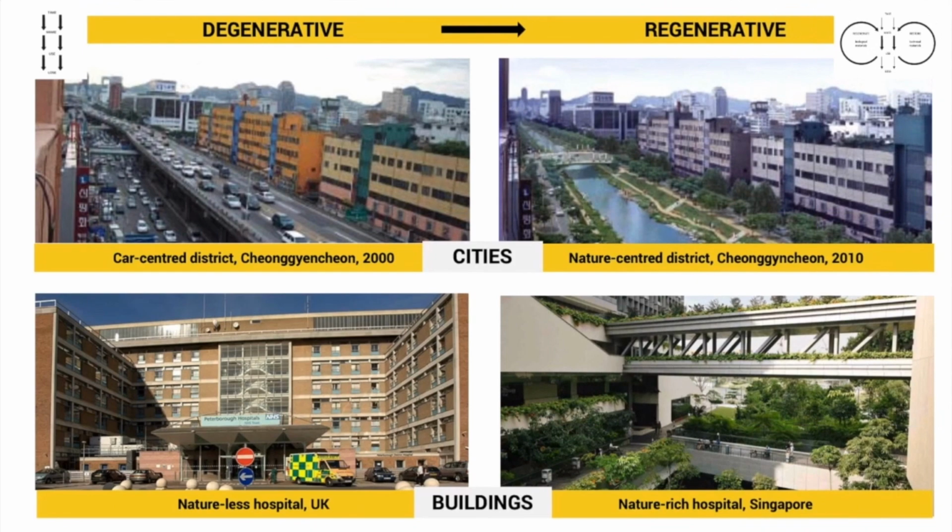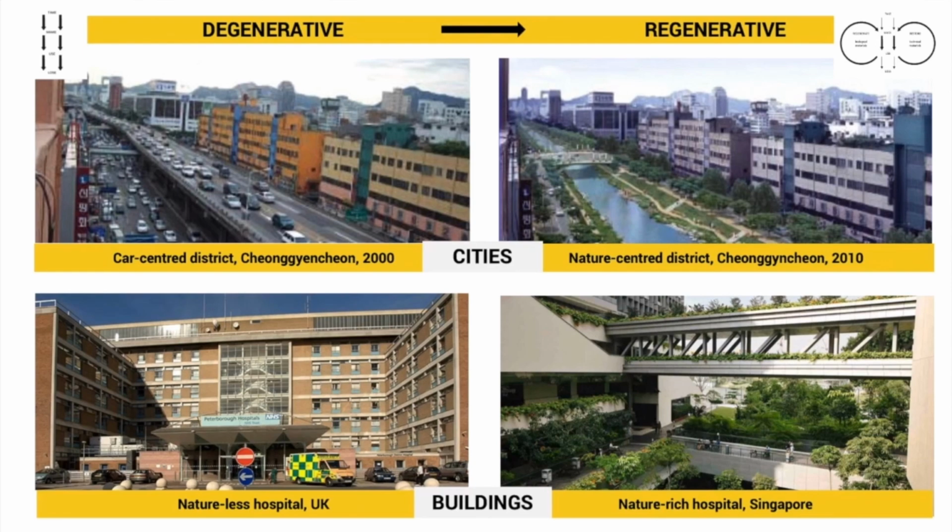If you can see in the first picture, in 2000 there was a car-centered district which had bridges and roads, but later on by 2010 that car-centered district changed into a nature-centered district for the free flow of the river. Now this shows the regenerative policies taken by the government.